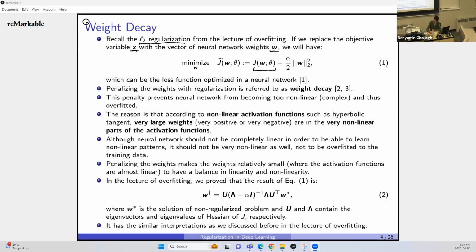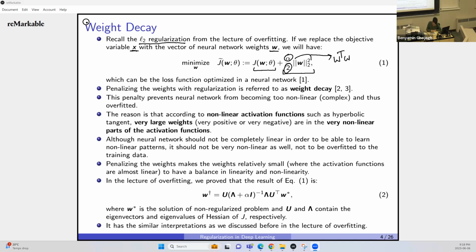In weight decay, we add this. What is the 2 in the denominator for? Because the squared L2 norm, W transpose W, is quadratic. When we take the derivative with respect to W, it becomes 2W, and I want the 2 to cancel with the 2 in the denominator. And this alpha is a regularization parameter, which weights how important the regularization or penalty term is compared to the actual cost J.